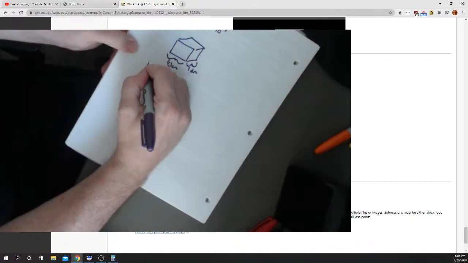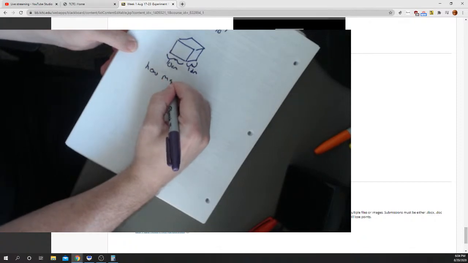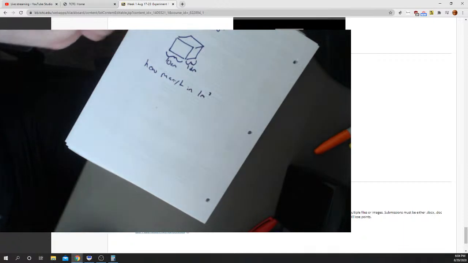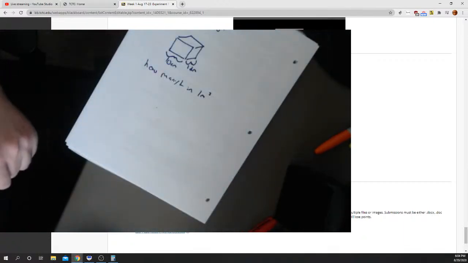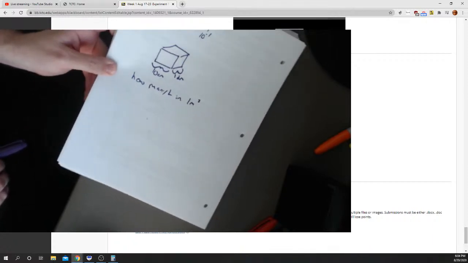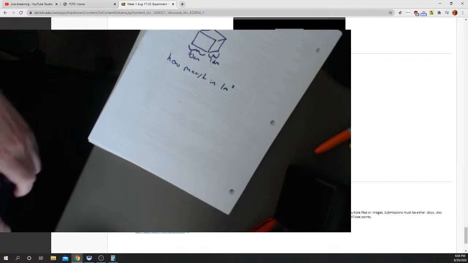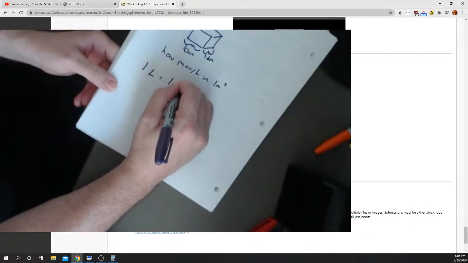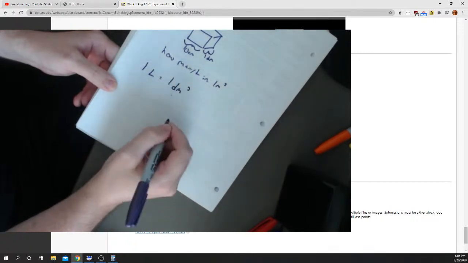But how many liters are there in 1 cubic meter? Okay. It's not 10. I'm just going to go ahead and tell you that right now. Because 1 liter equals 1 cubic decimeter.